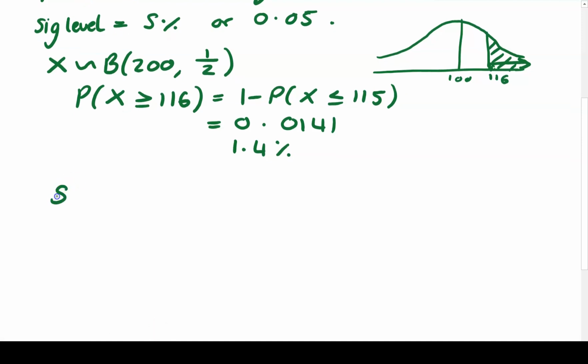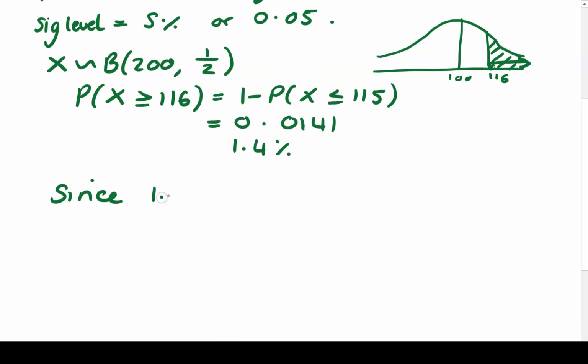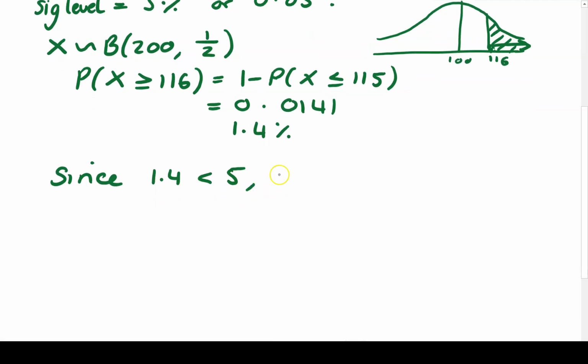We say, since, you can either do this as percent or you can do it as decimal. Most people prefer doing it as decimal. Since 1.4 is less than 5, i.e. the significance level, we reject H0 in favour of H1.